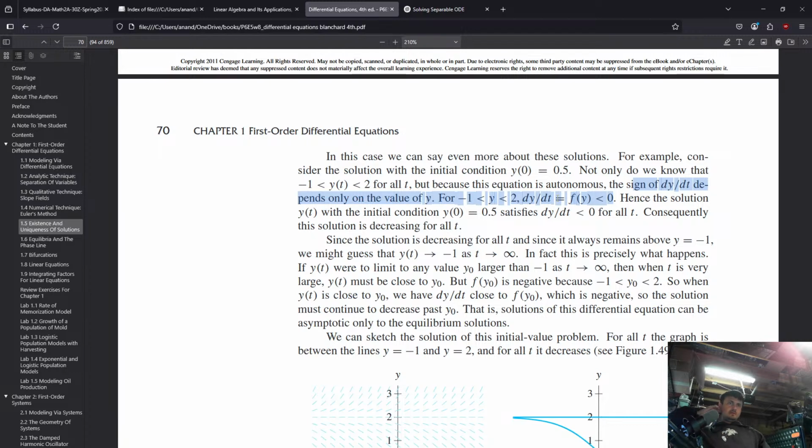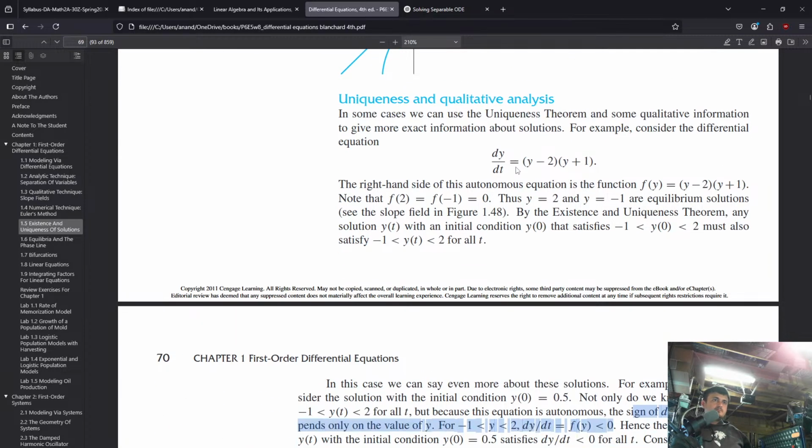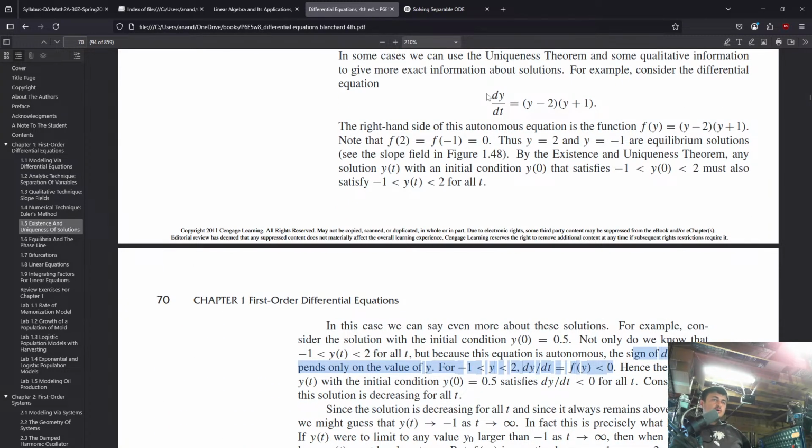Wait. How do we know that f of y is less than 0? Oh, just because it's not a general thing. It's just for this specific differential equation. Hence, the solution satisfies dy/dt less than 0, and consequently, the solution is decreasing.